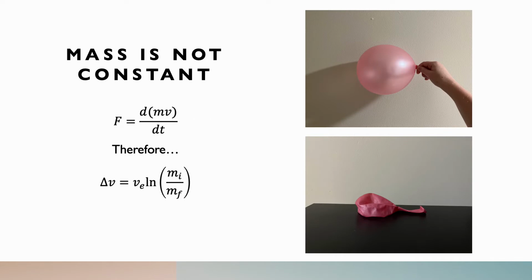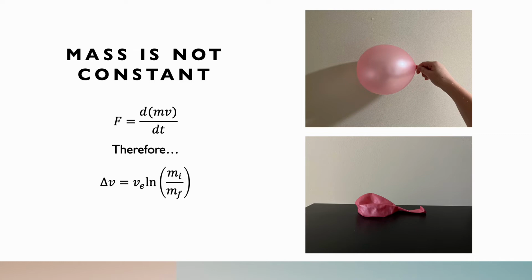Here I have a balloon acting as a rocket to demonstrate a rocket's launch, where air in the balloon is like fuel. The first form of Newton's second law assumed that the masses were constant, but as you can see, the balloon rocket lost mass from fuel, or in this case air.